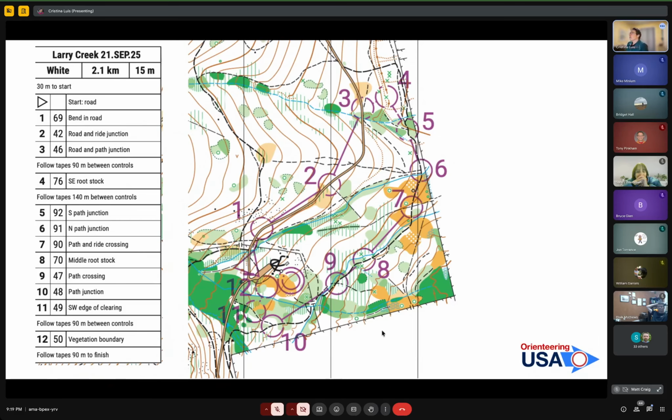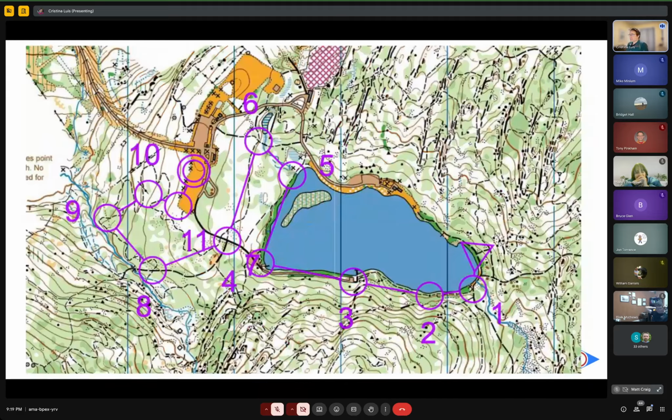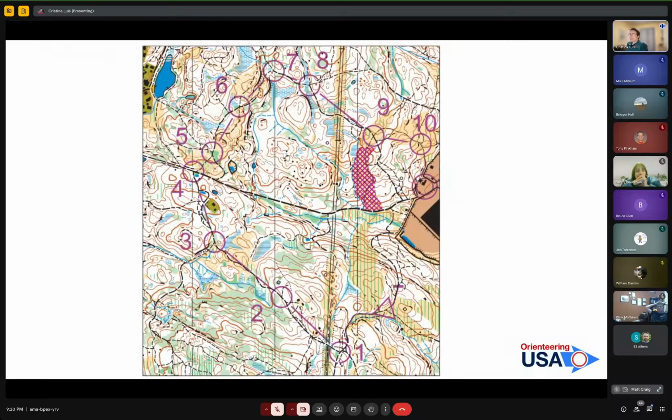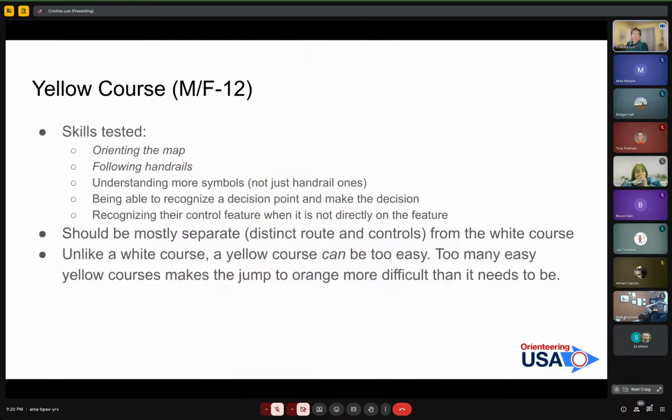Okay, I think I have two more white courses, but we can go on to yellow since it's already 7:20. So this presentation will be available. You can take a look. Sandy will recognize this one. I just snipped this from LiveLox, so it's not as nicely arrayed. But that is a white course, an example white course from Norway. So there are more that you can look at later.